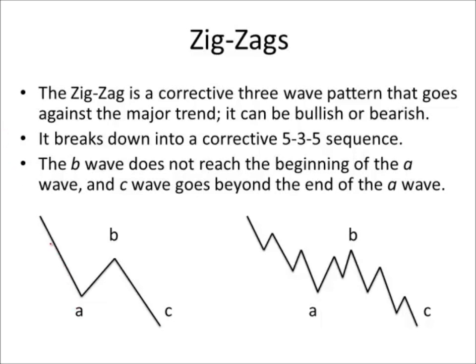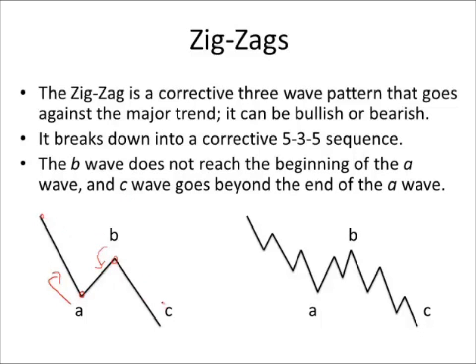So we have the A wave, which is this one, and you can see that it goes from here to here. Then we have the B wave, which is this one, that ends here, and this does not reach the beginning of the A wave. So it always ends up lower than this point here. That's what we need to know.